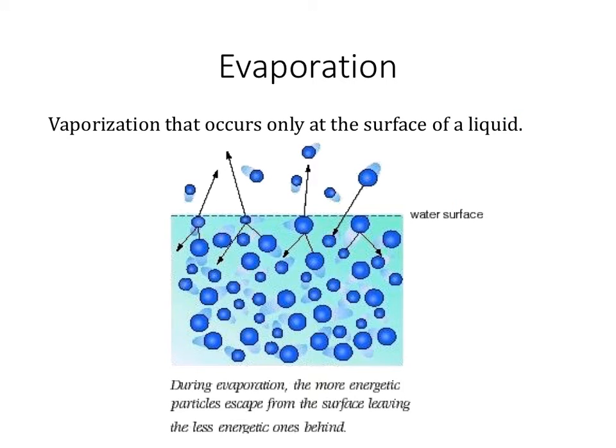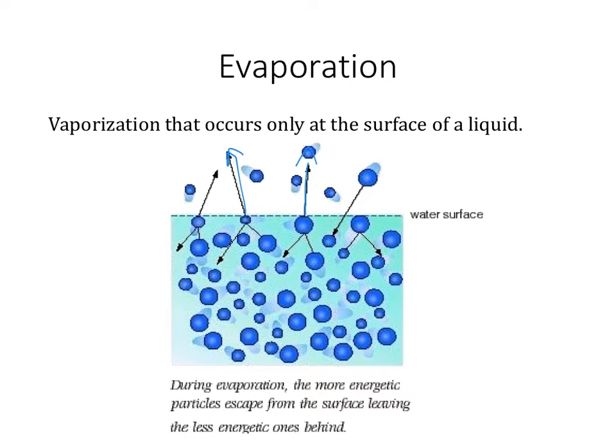Next we have evaporation, which is vaporization that occurs only at the surface of a liquid. During evaporation, the more energetic particles escape from the surface, leaving the less energetic particles behind. From the surface only is evaporation. So evaporation rate versus IMF.